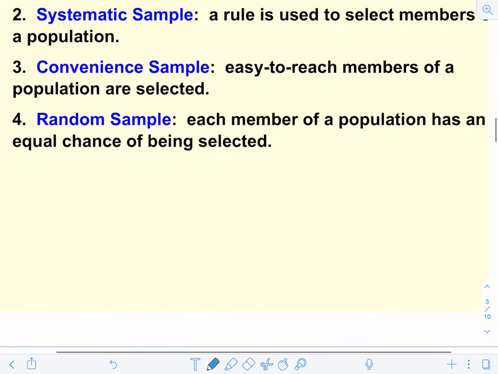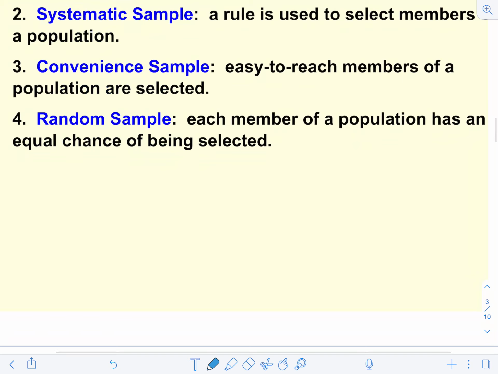The third one is a convenience sample. That means that the people are just easy to reach. And the fourth one is called random, and that's exactly what you would think. Again, that just means that every single member has an equal chance to be selected for this sample.